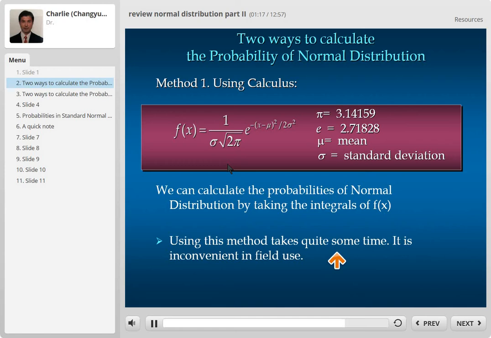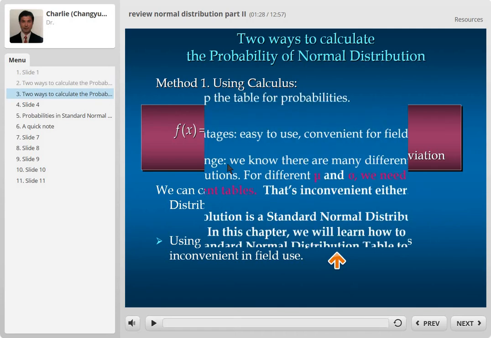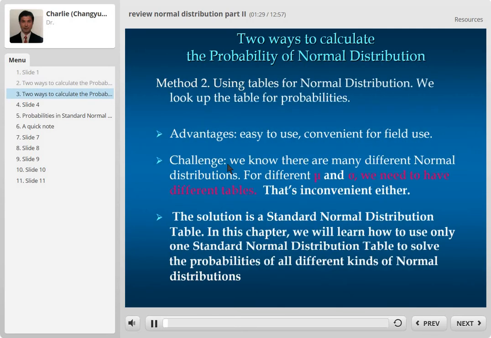So in this course, we're not gonna use this method. What we will do is use the second method, which is we use tables for normal distributions. Each time we need to find the probabilities, we look up the table. The advantage is it's very easy to use, it's convenient for field use.